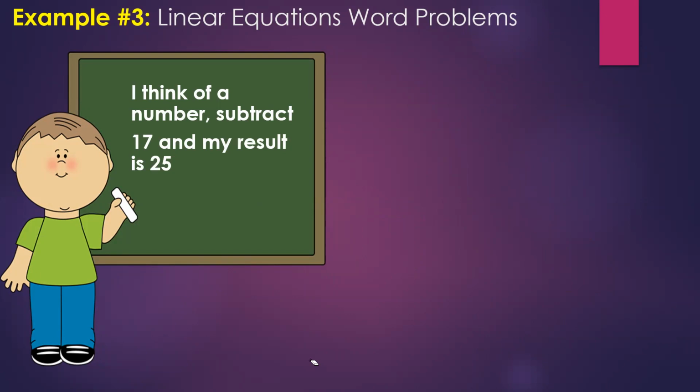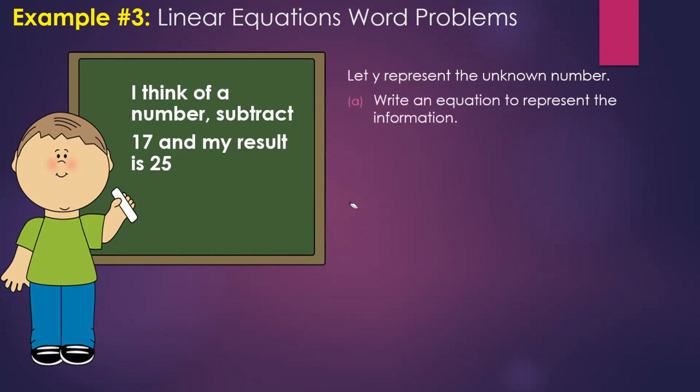Okay, let's do this last one. It's example number three. Brie, can you read this question, please? I think of a number, subtract 17, and my result is 25. Continue reading. Let y represent the unknown number. A, write an equation to represent the information. Good. So I need inside the chat for you all to write an equation to represent this. I think of a number, subtract 17, and my result is 25. Write an equation to represent this information.